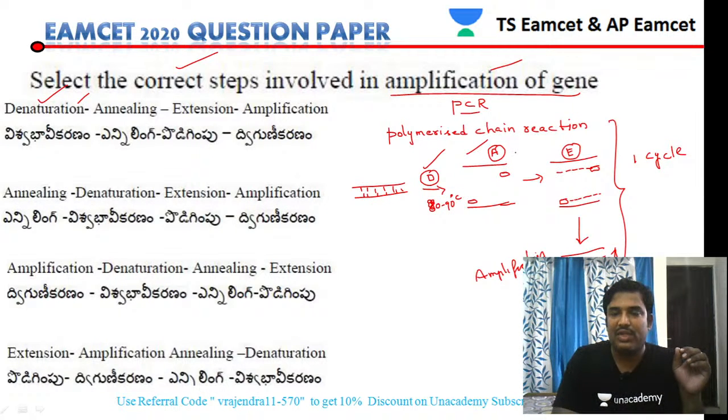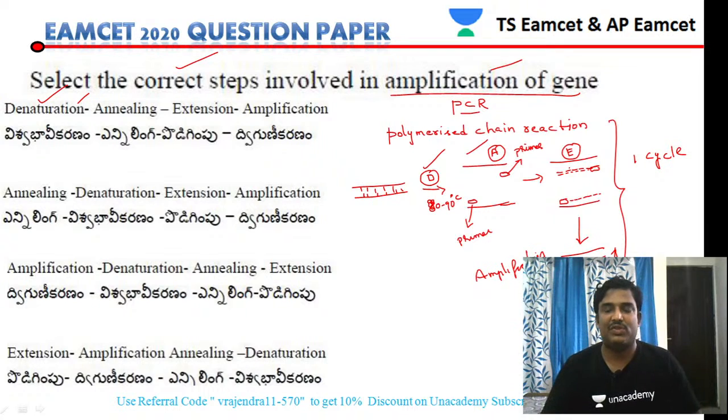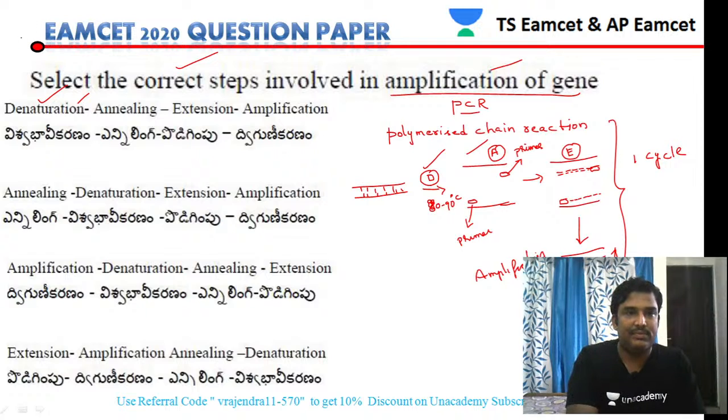After that, the primer is attached to the DNA strand. So this is the primer, and here is another primer. The primer helps in synthesis of the DNA. That process is called extension. So the four major steps are denaturation, the second one annealing, the third one extension, and the fourth one amplification. Based on that, this will be our answer.